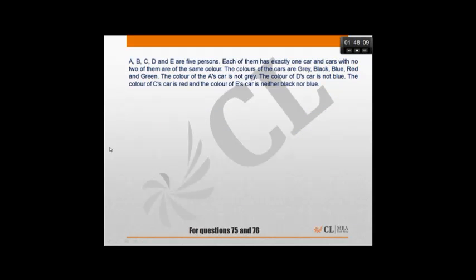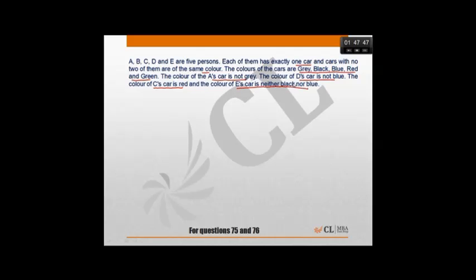A, B, C, D, E are 5 persons. Each one of them has exactly one car, and no two of them have cars of the same color. The colors of the cars are grey, black, blue, red and green. The color of A's car is not grey, the color of D's car is not blue, and the color of C's car is red. The color of E's car is neither black nor blue.